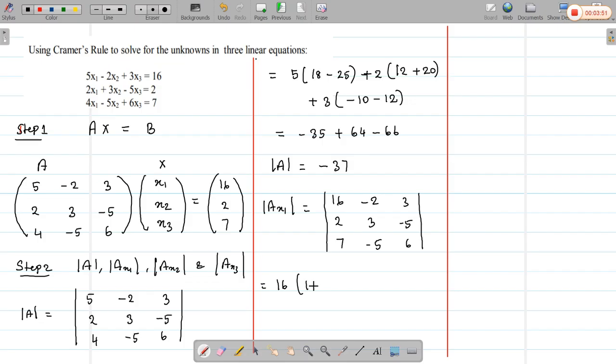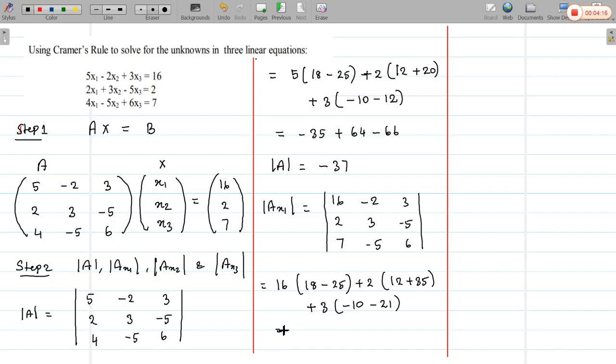Multiplied with 18 minus 25. Minus of minus 2 will be plus 2, will give you 12. Minus of minus 35 will give you plus 35. And then plus 3 multiplied with minus 10 minus 21. So on simplification, this will be minus 7 multiplied with 16. So 112. Is it right? Take the calculator and check and tell me.